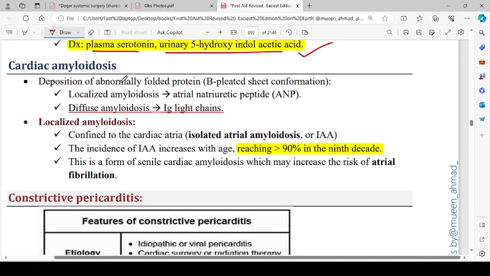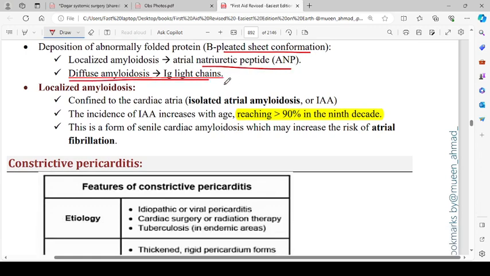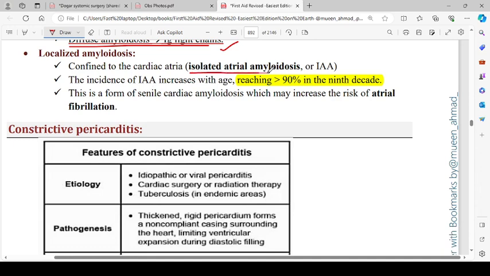Cardiac amyloidosis: deposition of abnormally folded protein, beta-pleated sheet conformation. Localized amyloidosis involves atrial natriuretic peptide, and diffuse amyloidosis leads to Ig light chains, immunoglobulin light chains. Localized amyloidosis confined to the cardiac atria is isolated atrial amyloidosis or IAA.